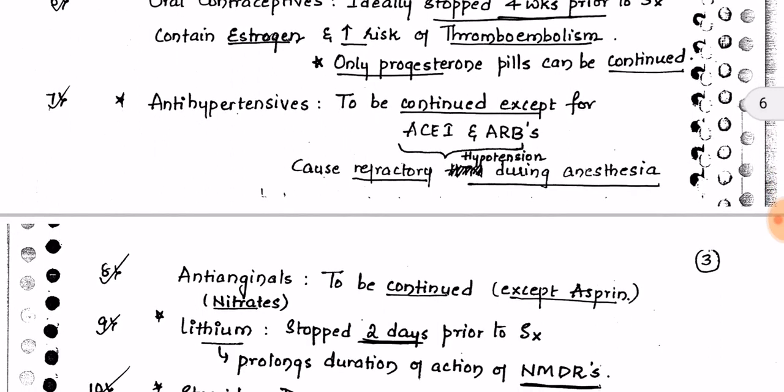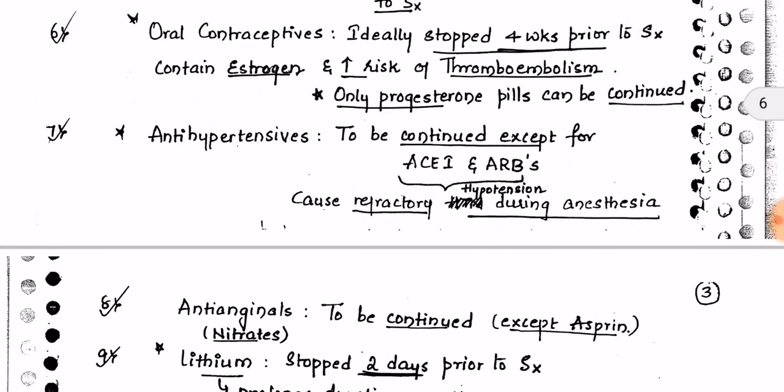Now coming on to OCPs. Basically, when a person comes to you, we're talking about oral contraceptives containing estrogen, in combination or alone, we have to stop it 4 weeks prior to the surgery because it can lead to thromboembolism, right? POP pills can be taken, right? Pills containing only progesterone can be continued.